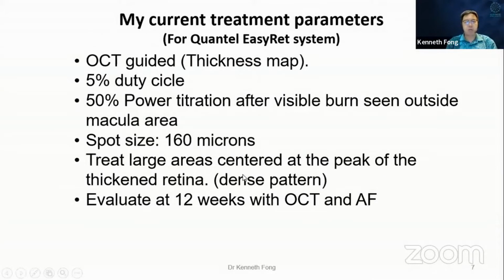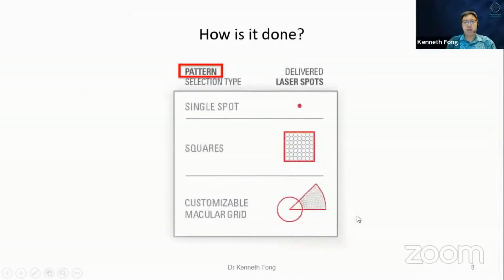I believe Jay will go further on that, but I use the OCT guided thickness map at 5% duty cycle. I do titrate. Basically, I do a visible burn outside the macular area, and then I reduce the power by 50%. I use a 160 micron spot size with a dense pattern and treat the thickened areas that I see on OCT, and evaluate at 12 weeks with OCT. You may or may not want autofluorescence. It's not really necessary.